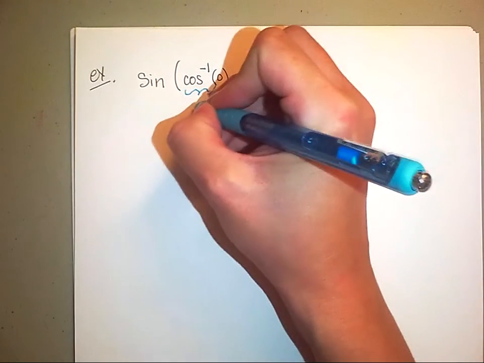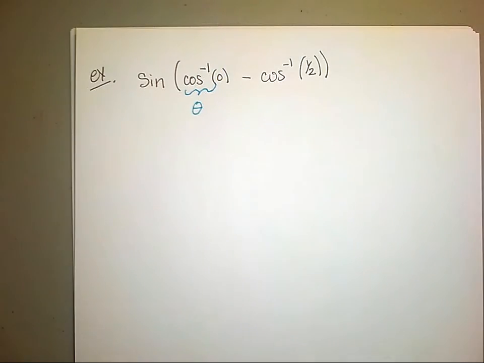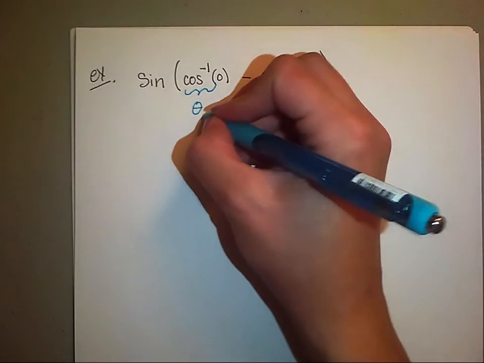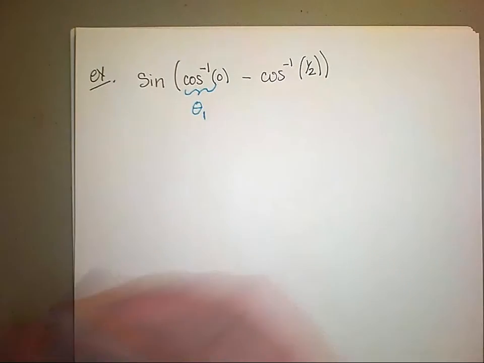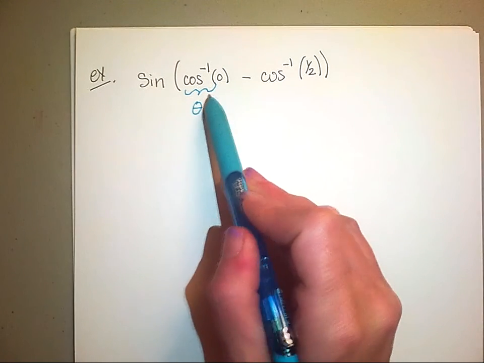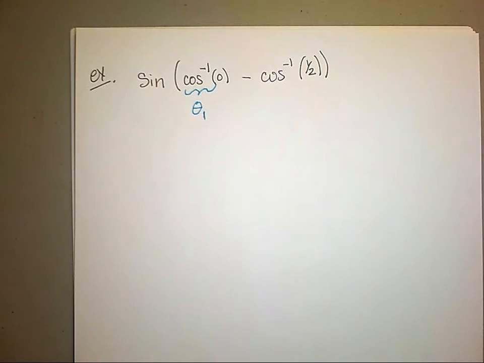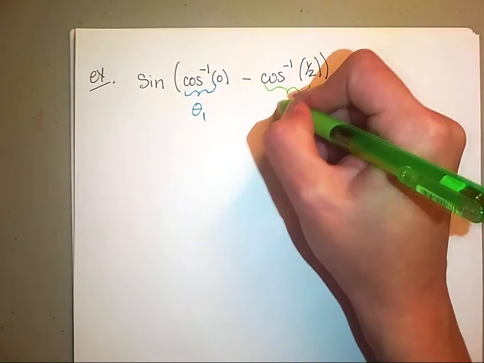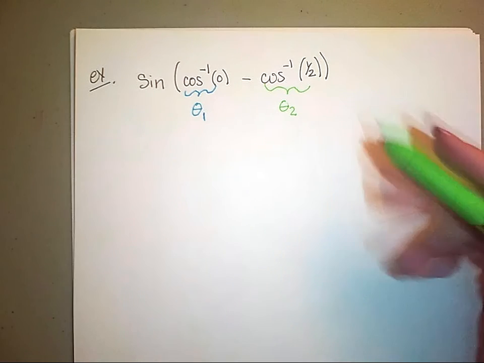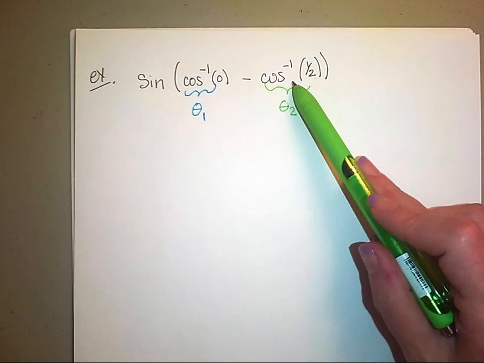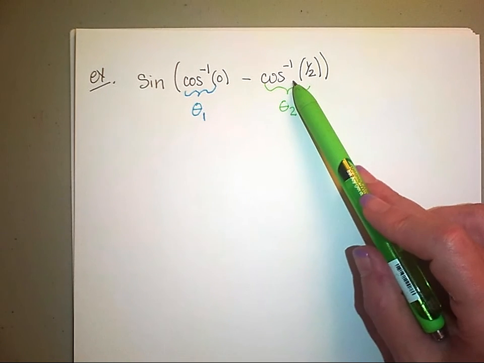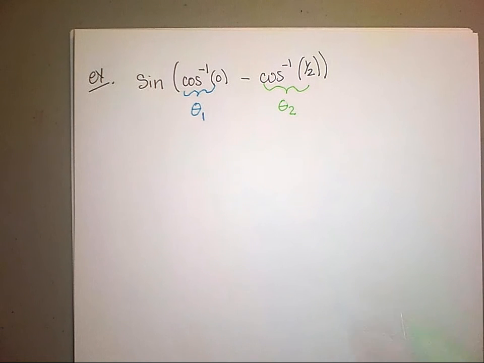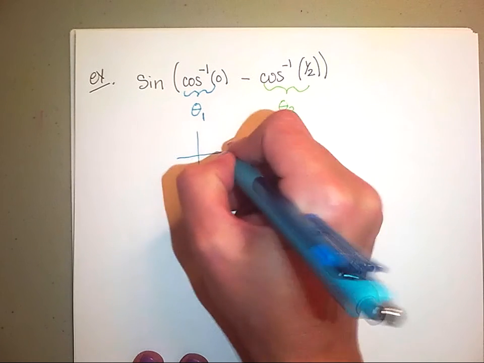Remember, this is tell me the angle, let's call it theta 1, okay, why not? This is tell me the angle whose cosine is 0. This also represents an angle. We'll call it theta 2. It says tell me the angle whose cosine is 1/2. Now we're going to have to worry about the restrictions.